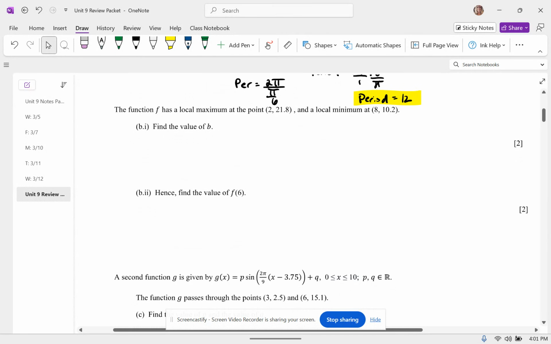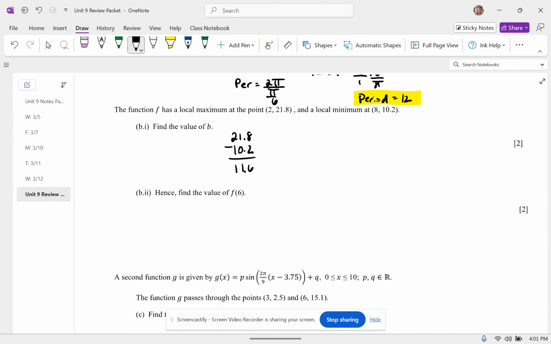The function f has a local maximum at the point (2, 21.8), and a local minimum at (8, 10.2). Find the value of b. So they gave me the max, they gave me the min. I can do the max minus the min, and that'll give me 11.6. That's the total distance between the maximum and the minimum. I'm going to divide that by 2.